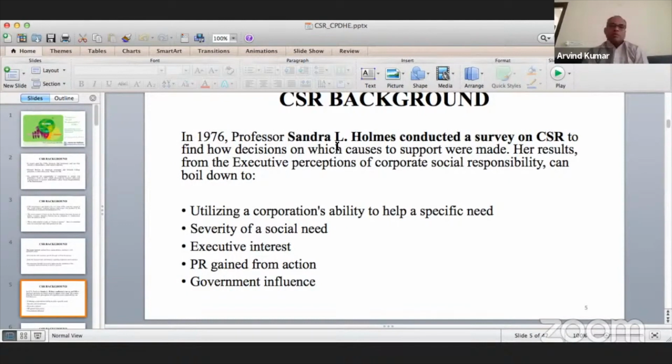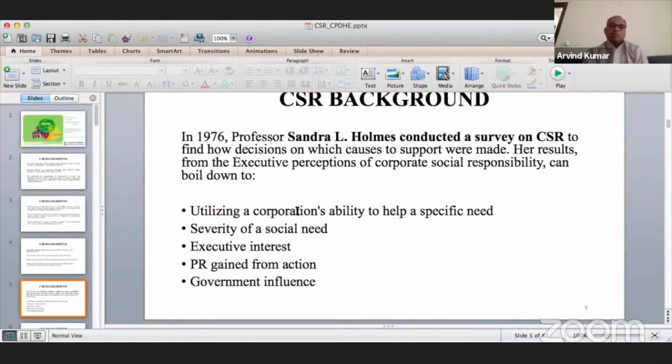For example, if you are in a remote area of the Northeast, the needs of the Northeast are different from the metropolitan cities like Delhi NCR or Mumbai. So, the corporation's ability to help a specific need. Or for example, the tribal area of Chhattisgarh, where needs are different. This is one of the areas that has been suggested by Holmes. Corporations can definitely identify the specific need. Next, severity of a social need.